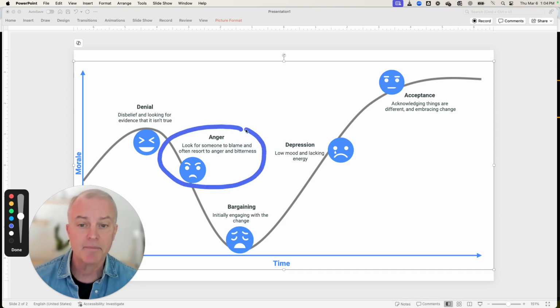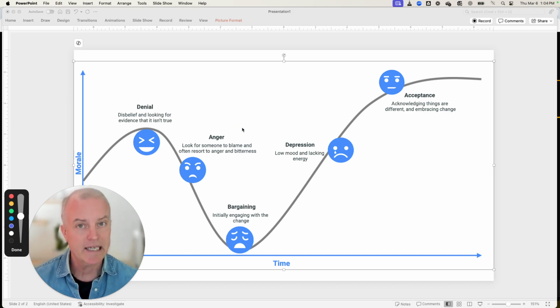The next step is anger. So anger basically means there's some recognition that something is happening, but that you look for someone to blame and you hold on to resentment and anger that something's happening.